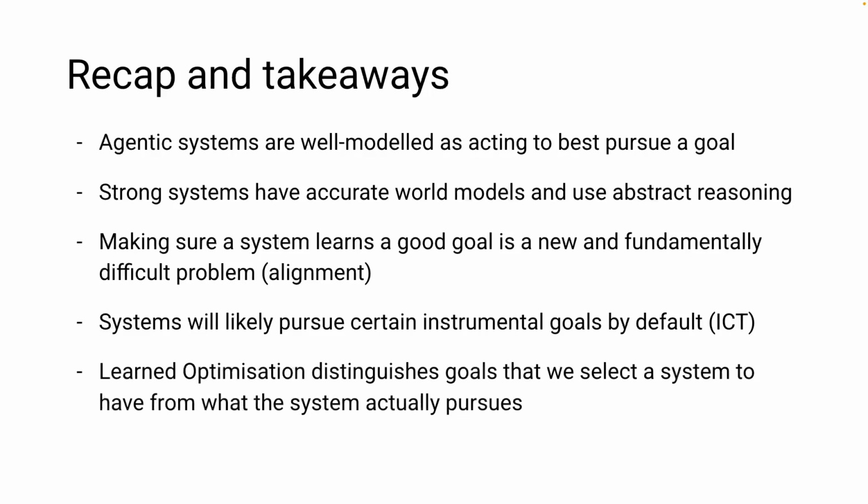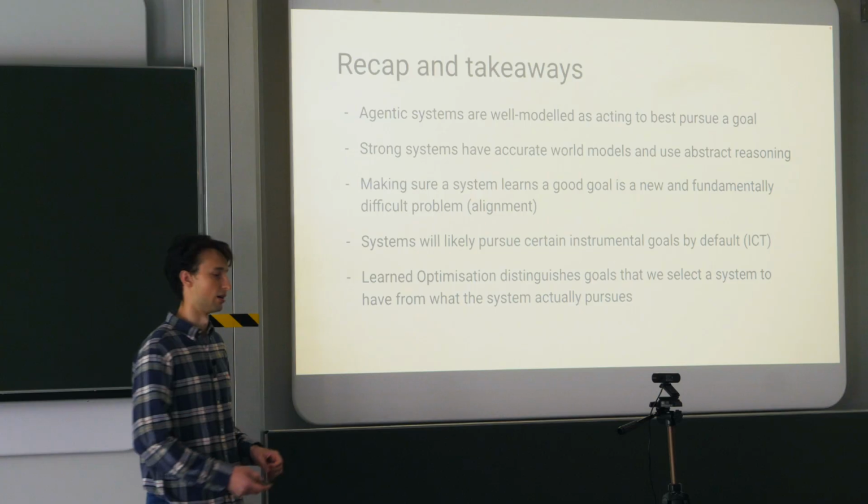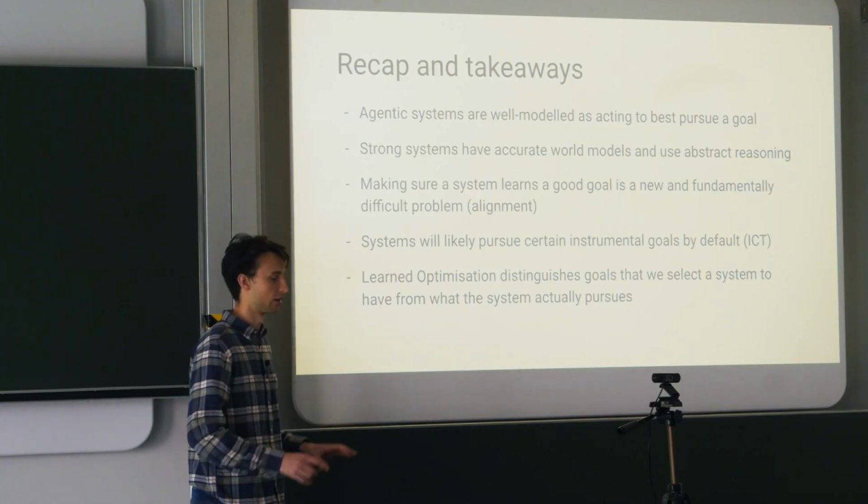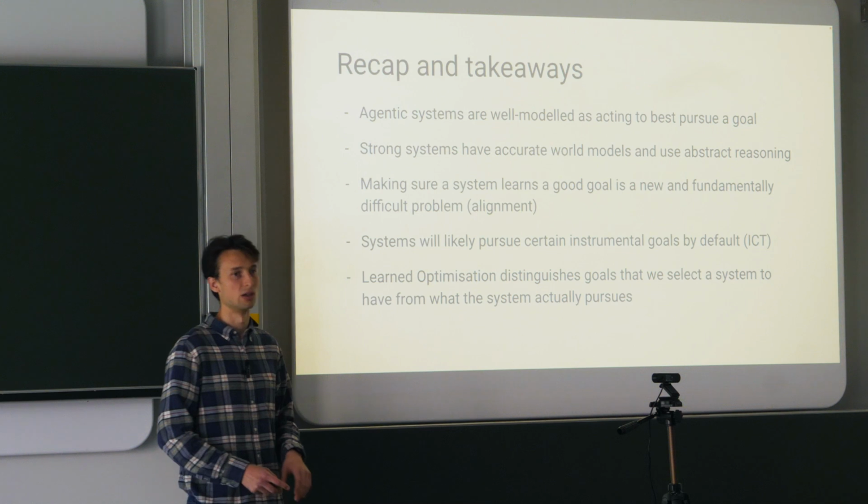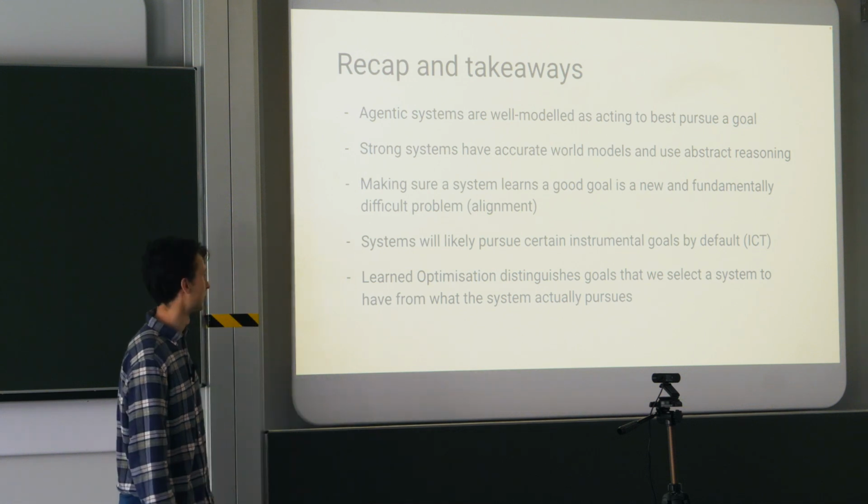And finally, I introduced this framework of learned optimization. The key thing that this framework allows us to do is distinguish the goals that we select a system to have from the goals that the system actually pursues. It provides a concrete way to view that distinction, and we're going to go into that in a lot more detail in the next lecture.